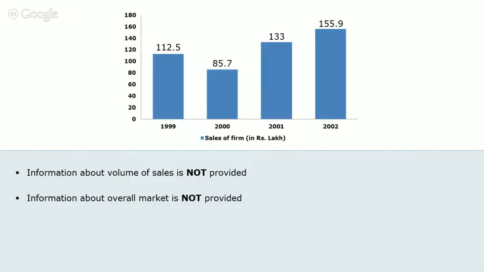The other important thing to note down is that the information about the overall market is not provided in this case. I do not know how good or bad the other companies, the other firms, have been doing in the market. If I do not have information about the other firms, it will be pretty difficult for me to judge the real progress of this company across these 4 years.